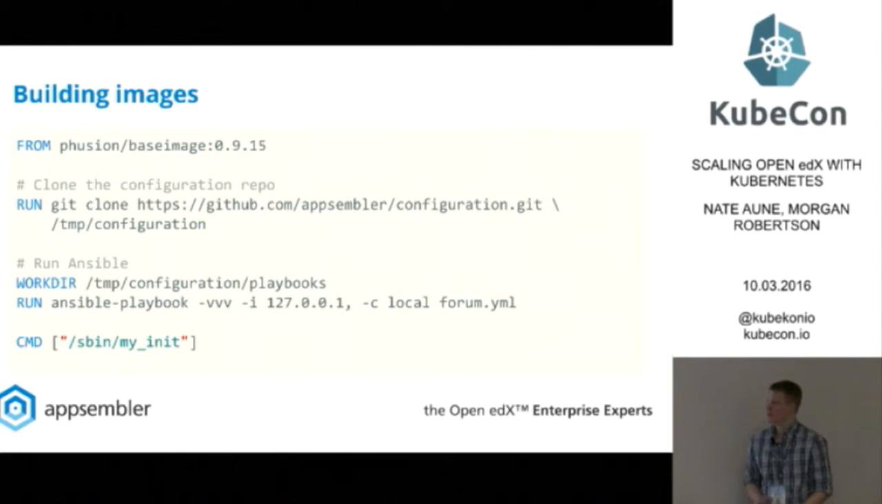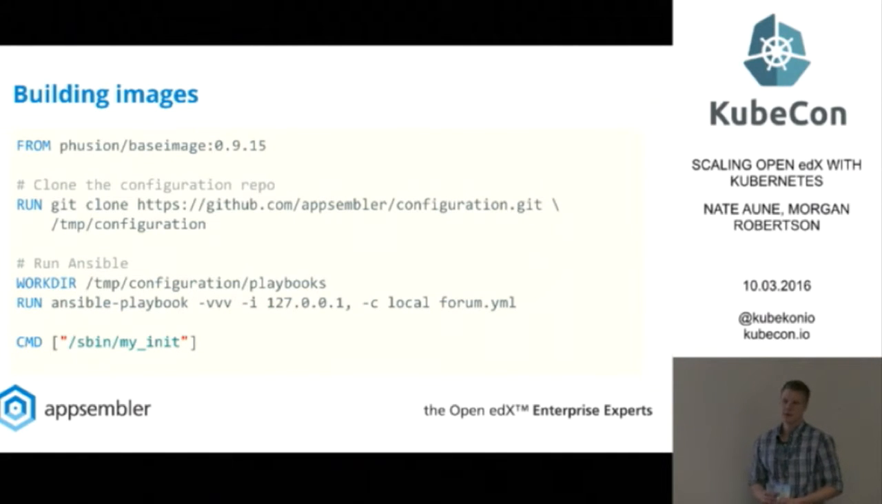So this is a simplified view of one of our Docker files, and this is for building the forum service. You'll notice here at the bottom, we're just running Ansible playbook as one of our build steps. And so we're running Ansible locally inside the container, and we're running a playbook called forum.yaml, and this just calls the roles needed to install the forum service.